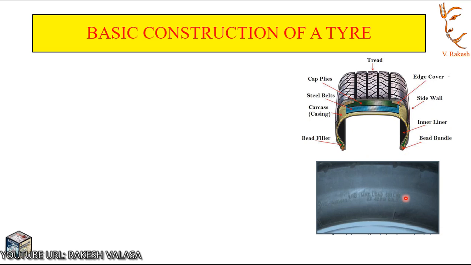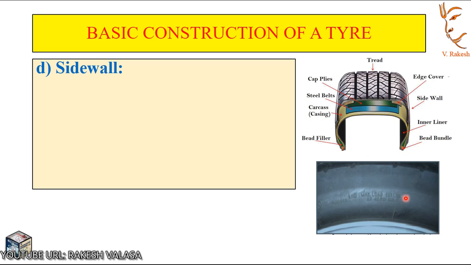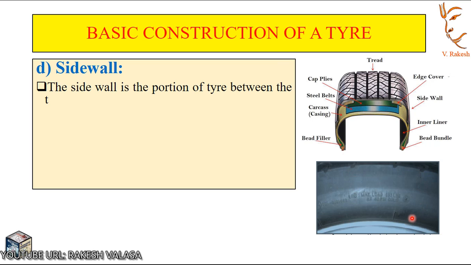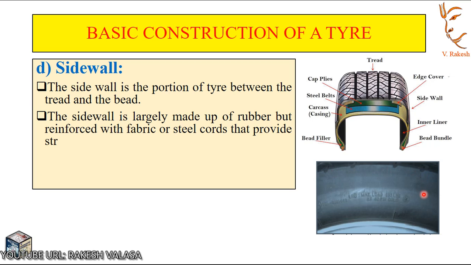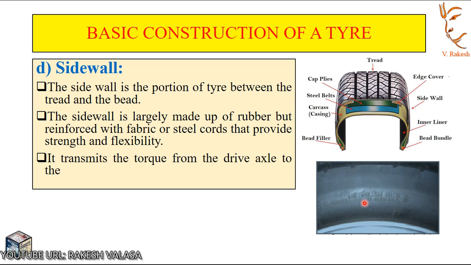Next part is sidewall. You can see this part in this figure. The sidewall is the portion of the tire between the tread and the bead. The sidewall is largely made up of rubber but reinforced with fabric or steel cords that provide strength and flexibility. It transmits the torque from the drive axle to the tread to create traction.